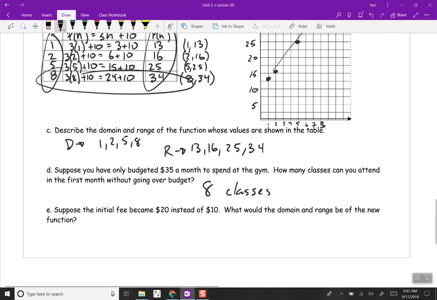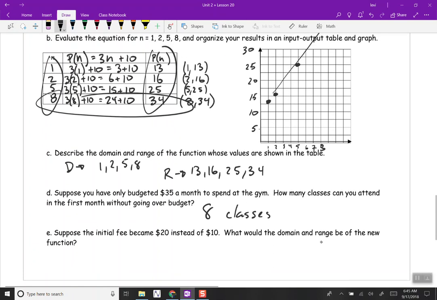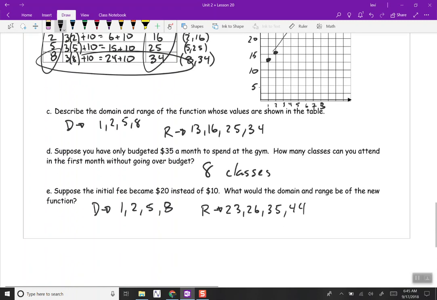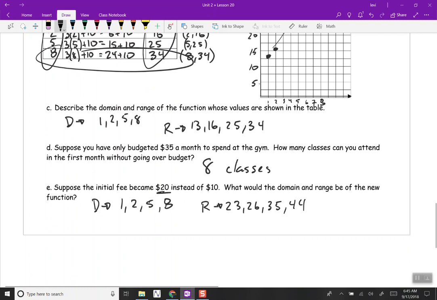Suppose the initial fee became $20 instead of $10. What would the domain and range be of the new function? The domain would still be the same: 1, 2, 5, and 8. But now every number of the range would go up 10. So it would be 23, 26, 35, and 44, because we're going up 10.